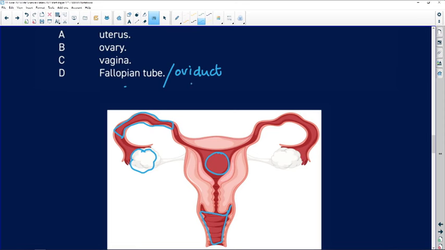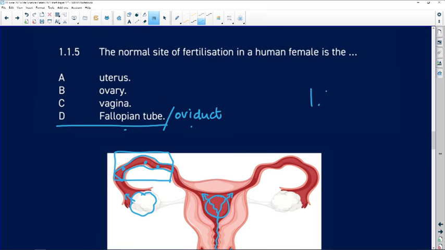So where does fertilization take place? Remember that after ovulation, fertilization is going to take place here, anywhere in the oviduct or fallopian tube. So the sperm would have swum in. Some would have gone up to the left-hand side, some to the right-hand side, and this is the area where fertilization takes place. So the only option that is correct for 1.1.5 is D.